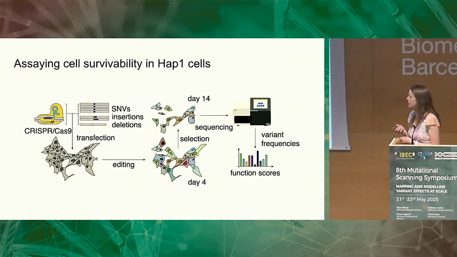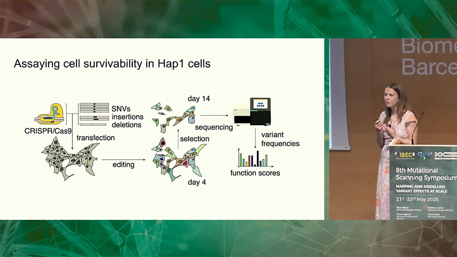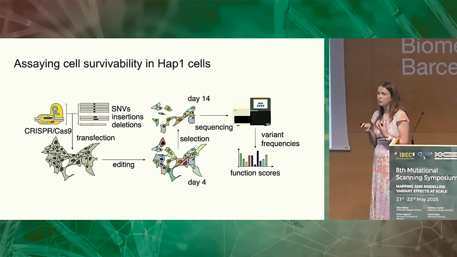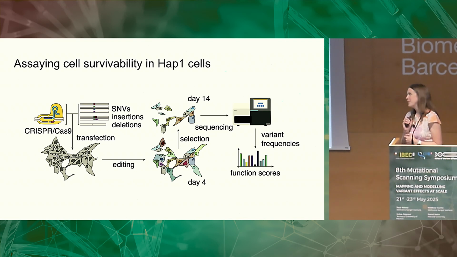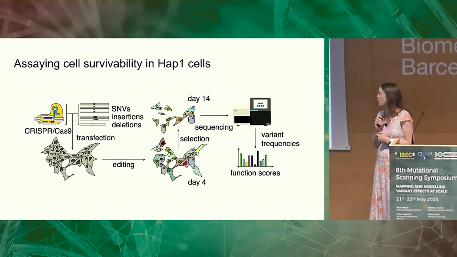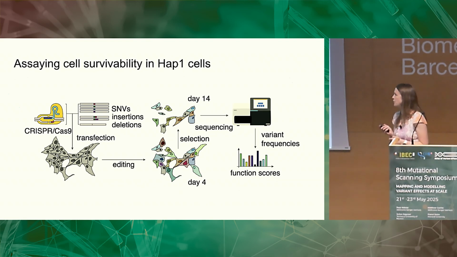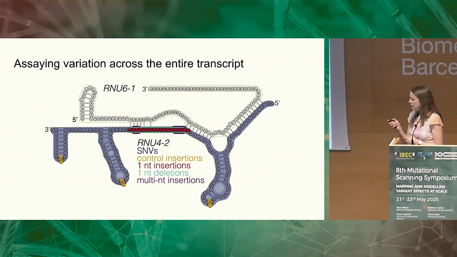It's a slide I left in here, but I don't need to describe this approach to you, and I'm not even going to try because I'm definitely not the right person in this room to do so. But we used one of those essentiality assays in HAP1 to generate a set of function scores for variants across RNU42. So this is what it looks like.